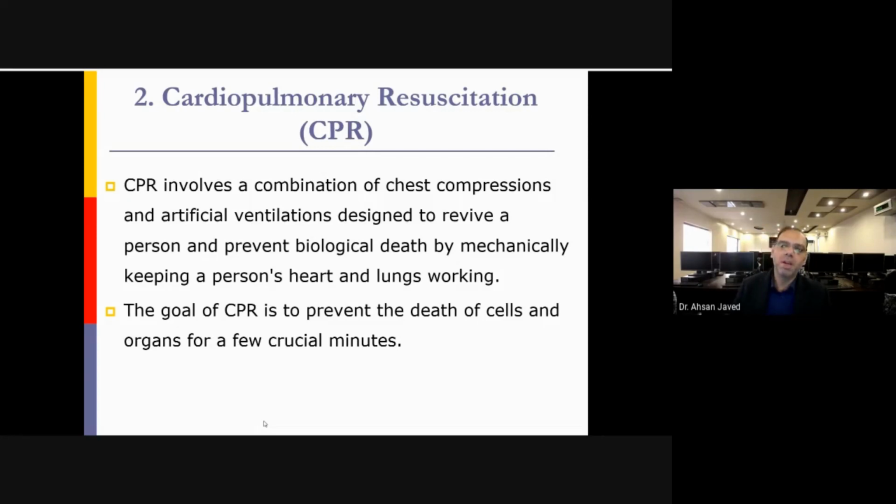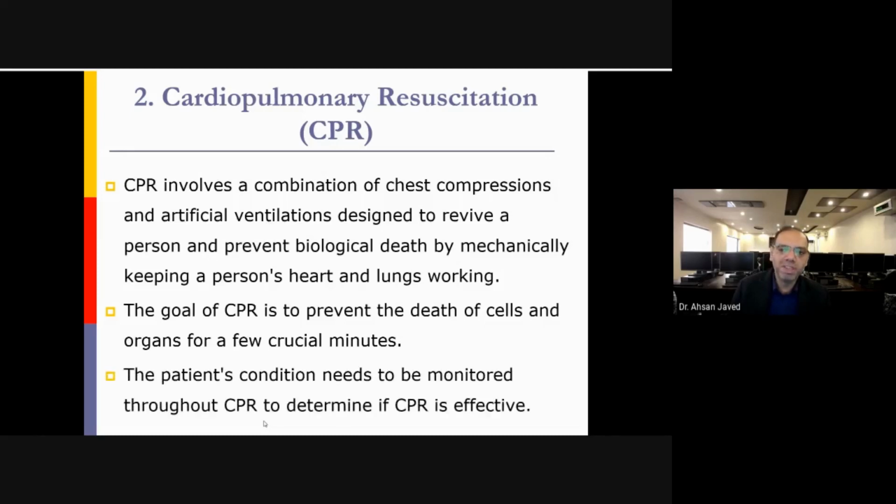You need advanced life support for a longer duration, or for patients needing a longer duration of CPR. You can only perform CPR within the first few minutes, the golden minutes, and save the life of that person. The patient's condition needs to be monitored through CPR to determine if the CPR is effective.